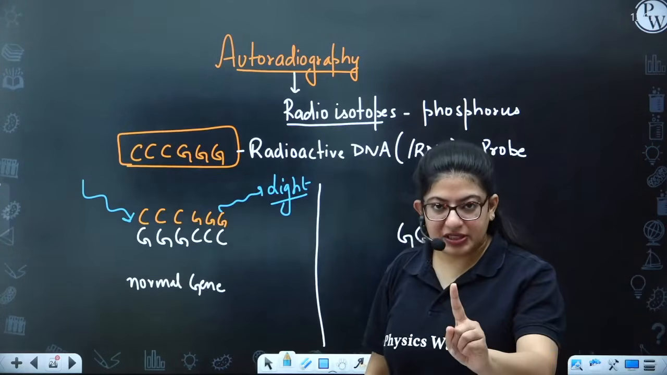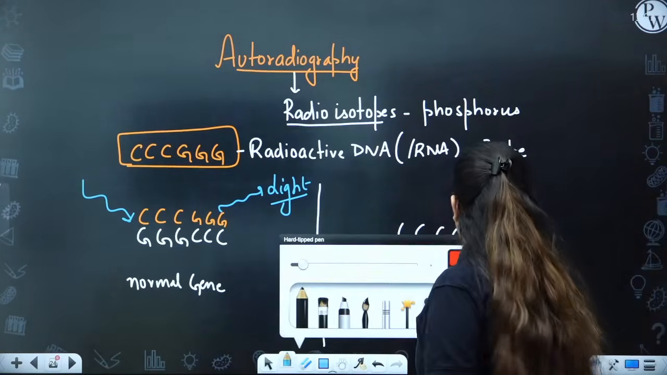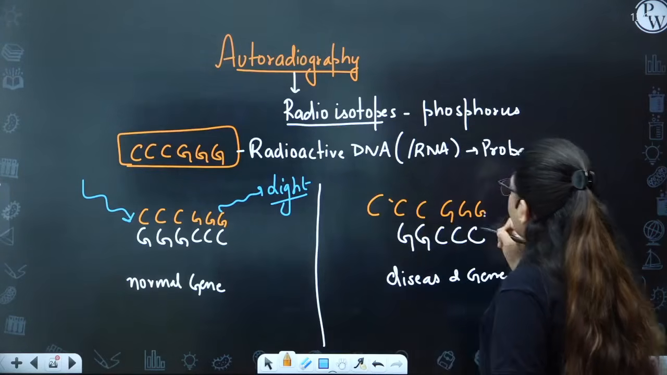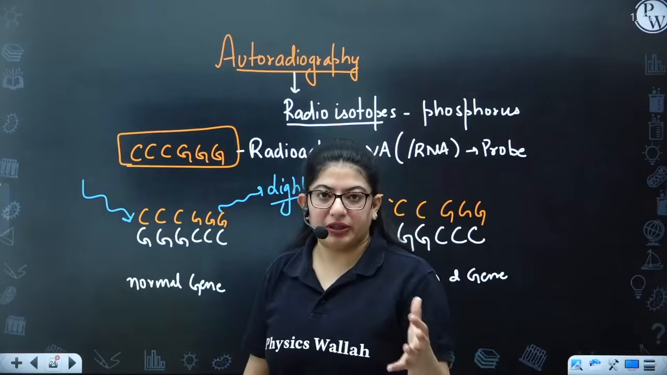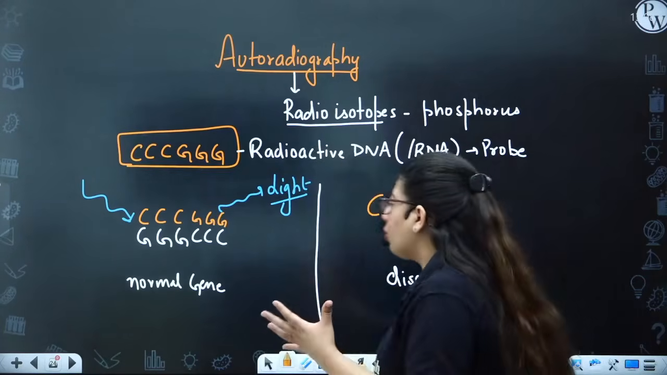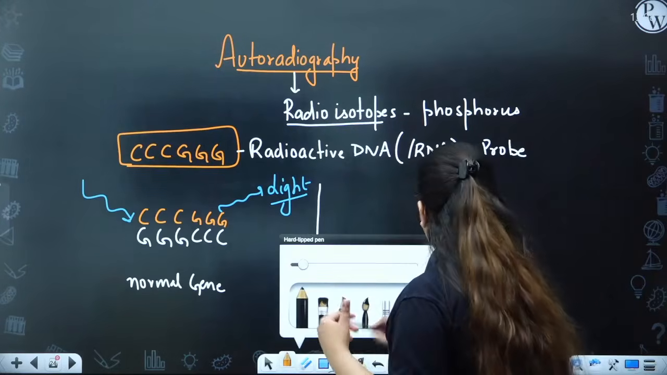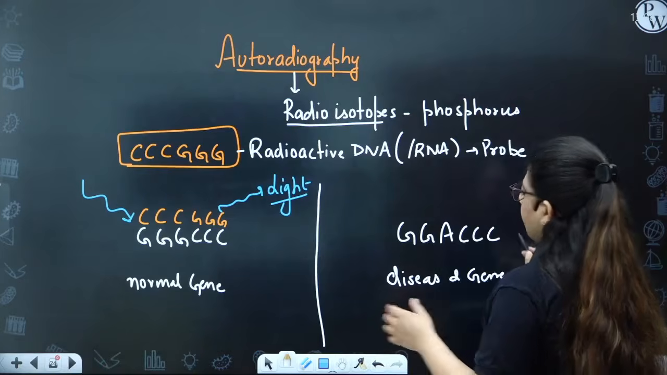If a person is diseased, the probe will not be able to bind. Why? Because the probe will not be able to properly bind. For binding, we need a proper sequence to be there. Or to make it easier, let's say a deletion or another mutation has taken place. GGACCC, that's the normal gene.